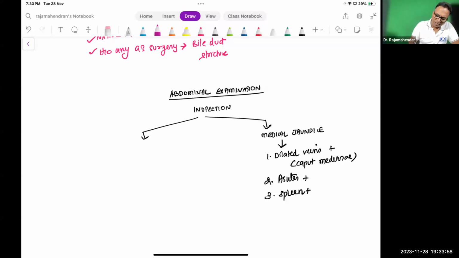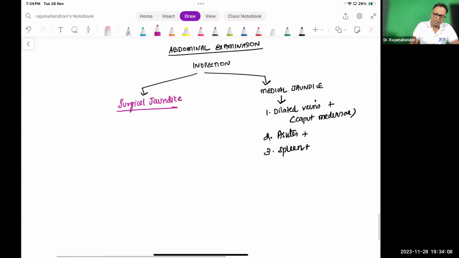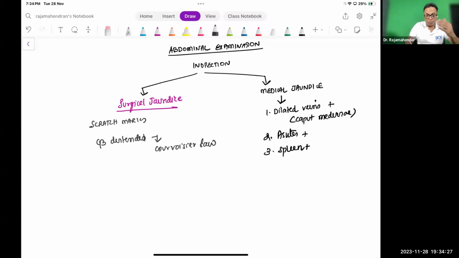But in a surgical jaundice, what are the findings seen? Surgical or obstructive jaundice, what are the abdominal findings? Please remember, there will be no big finding at all. That is a very important one. In obstructive jaundice on inspection, you cannot see anything. There will be only scratch marks. If the gallbladder is very much distended, you can see it moving with respiration. Because of Courvoisier law, you can sometimes see the gallbladder on inspection, moving with inspiration.